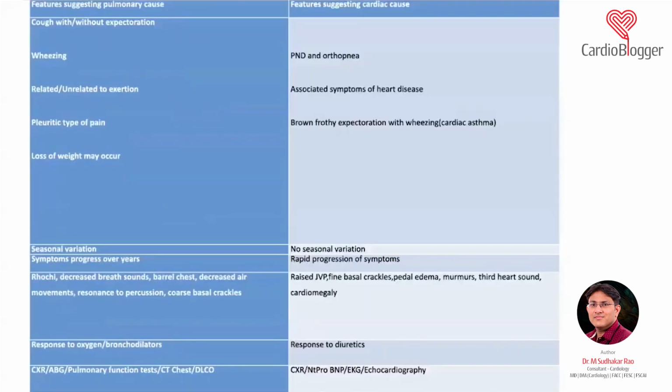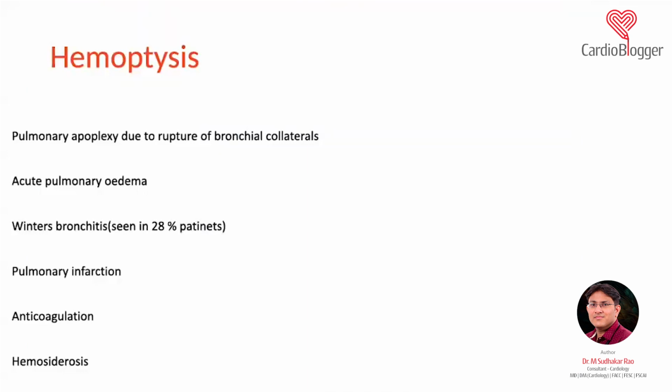So I think this is what I have covered about the PND and orthopnea. Now, whenever you ask a history of PND orthopnea, the next important thing, I think it is mostly relevant to mitral stenosis, is hemoptysis. You should always ask a history of hemoptysis.